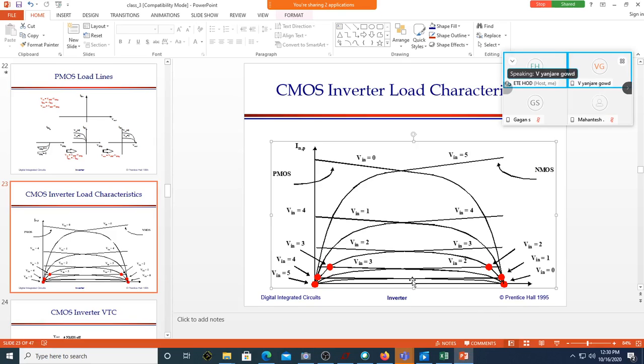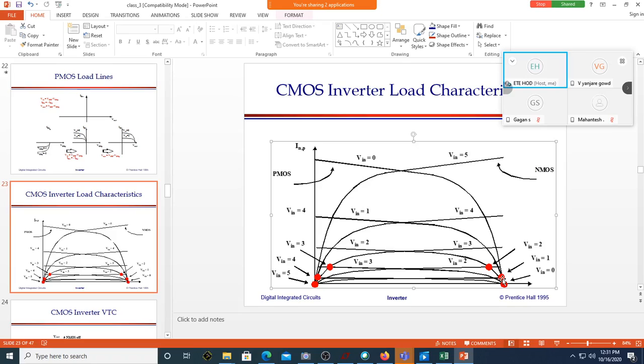I think there is no confusion here. No, sir. So Vin equal to 0 corresponds to VGSP equal to minus 5, which is this graph. Since the VDS is 0, Vout is 5 volt. See here? Yes, sir. This is 5 volt now. So that's why the NMOS transistor is in cutoff condition and PMOS is in linear.